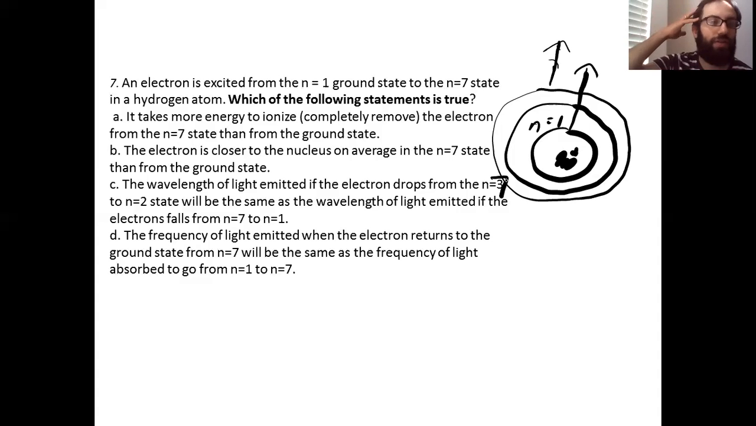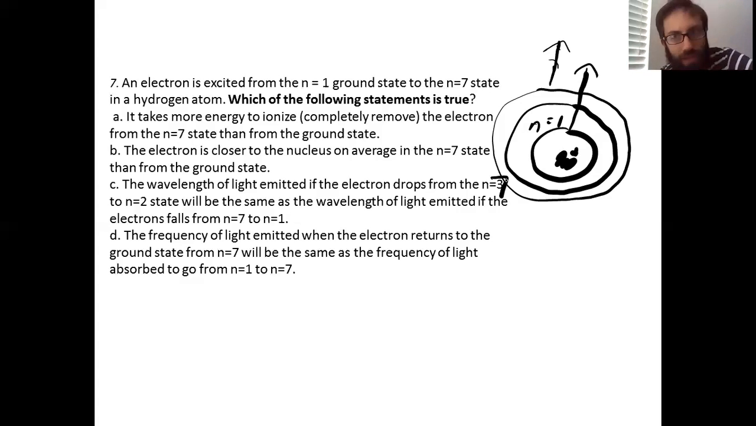N equals 7 to n equals 2 state will be the same as the wavelength of light emitted if the electron falls from n equals 7 to n equals 1. Well, even if it was n equals 3, I think on the exam I put n equals 7. But anyway, both of those would be false because they're different numbers, okay? So if you are going between different sets of energy states, those have different spacings. They're not all the same, okay? And you mathematically could prove that with the Rydberg equation, which was given to you on the formula sheet, but you don't have to do that to know that.